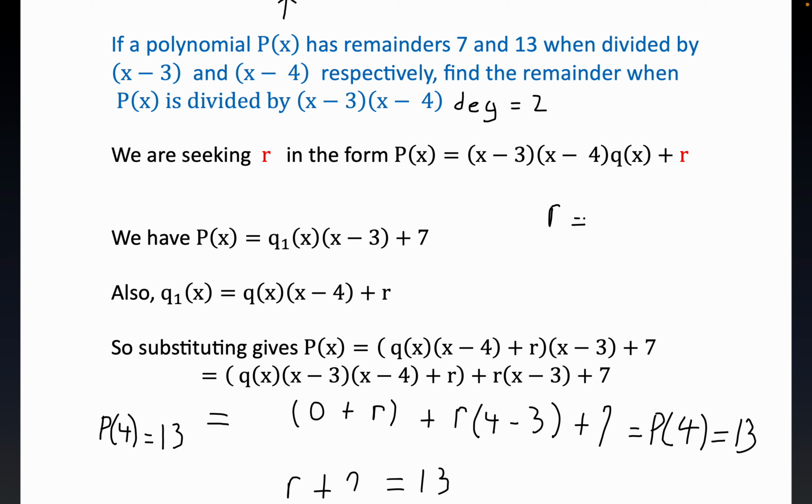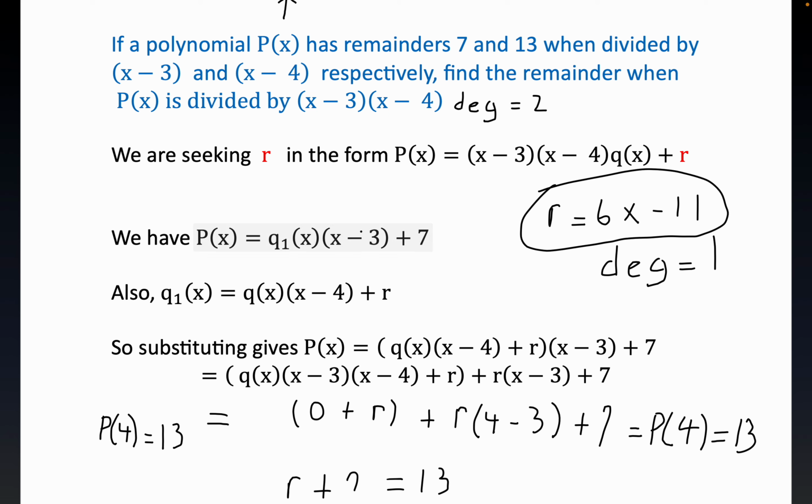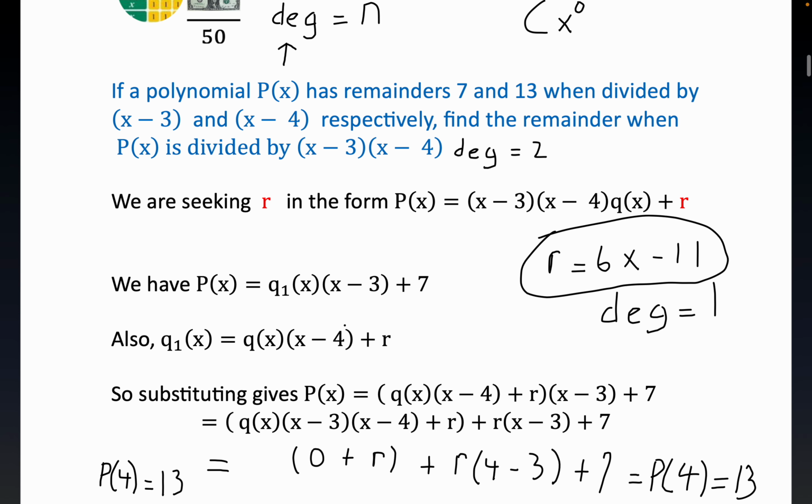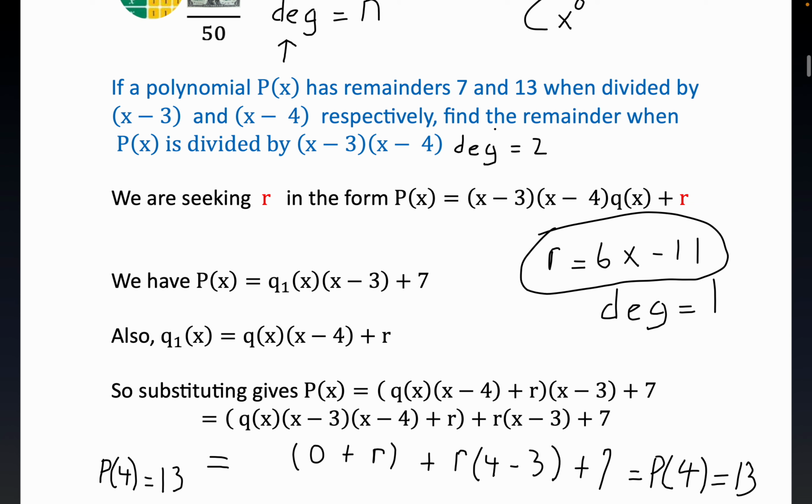And notice this is degree 1, which is consistent with the properties of degrees and remainders. Could have been degree equal to 0, possibly, but it turned out to be degree equal to 1. So that is it, folks. The basic structure is just 2 applications of the division algorithm, and then at that point you utilize the fact that p at 4 is equal to 13. So that does it.